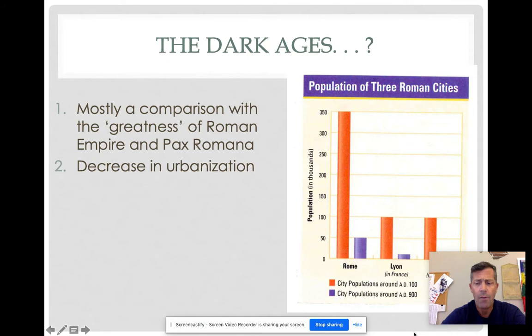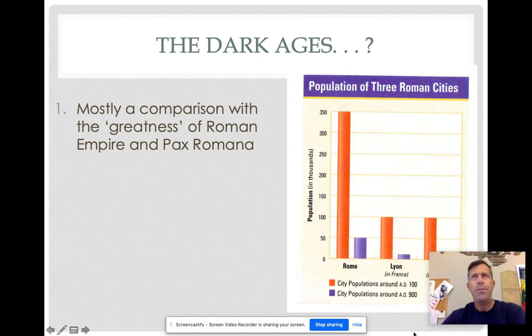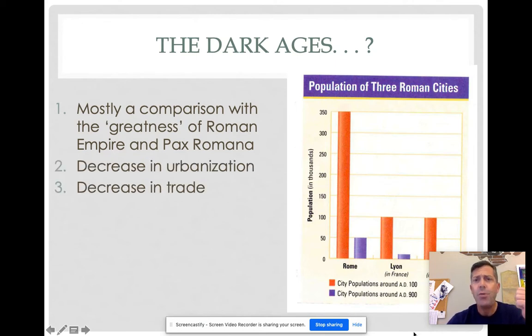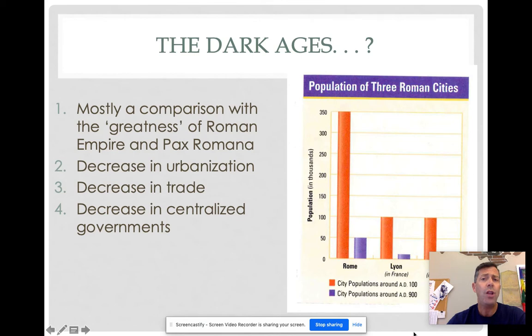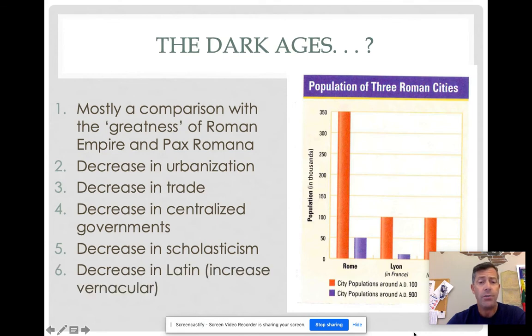So here are some of the qualities here. Compared to the greatness of Pax Romana, the peace of Rome, the Dark Ages, maybe 600, 900 CE, are definitely different looking. There's a decrease in urbanization, a decrease in regional and international trade. There's a decrease in centralized governments or empires speaking with one voice. There's going to be a decrease in scholasticism, less learning, less reading and writing. The only way to become a learned individual at this point was through the church, through the monasteries. There's a decrease in Latin. The common written language of Rome is falling apart while people start speaking and writing in their more regional tongue and dialect.